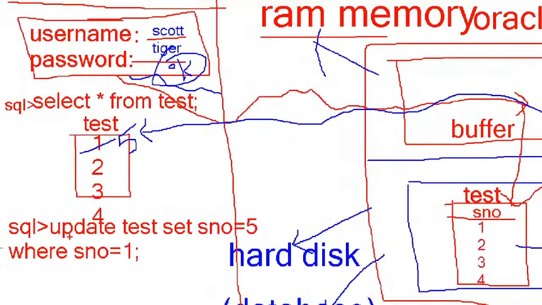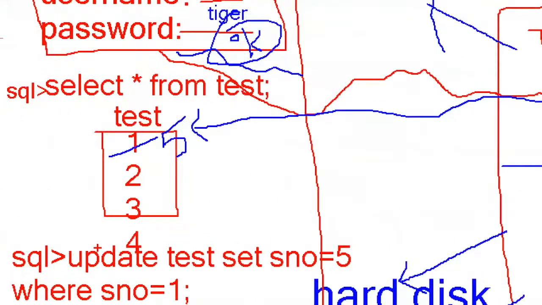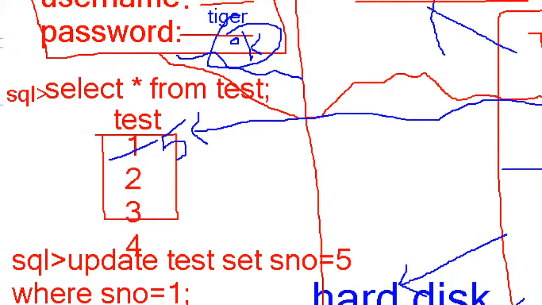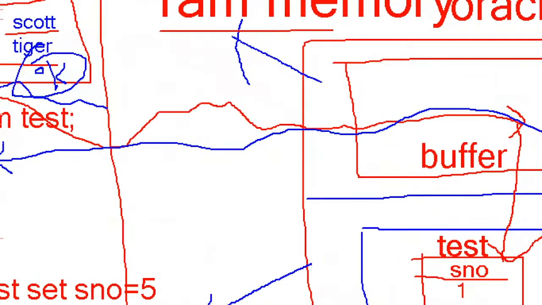Whenever I type this update command, this SQL language command, in the SQL Plus tool, where will it be executed? In the buffer. Here in this buffer only it will be executed, not in the hard disk.